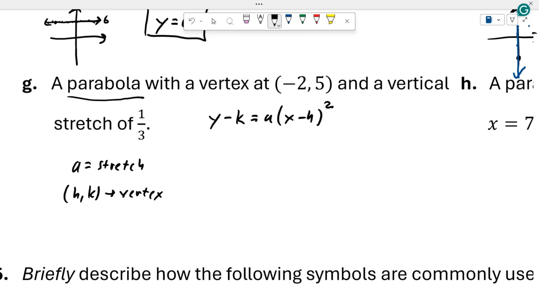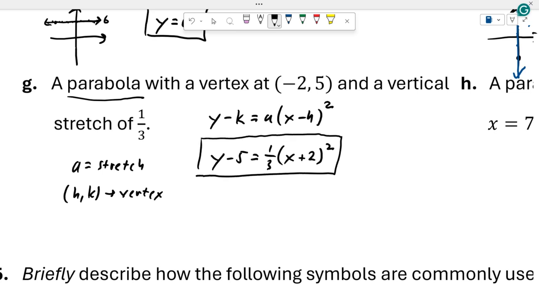So we have all the information we need. The y coordinate of my vertex is 5, and I'm going to subtract it, so it's y minus 5 equals my vertical stretch, which is 1/3, parentheses, x, and then I subtract the x coordinate of my vertex, which in this case is negative 2. When I subtract it, it becomes x plus 2, squared. And that is an equation of this parabola.